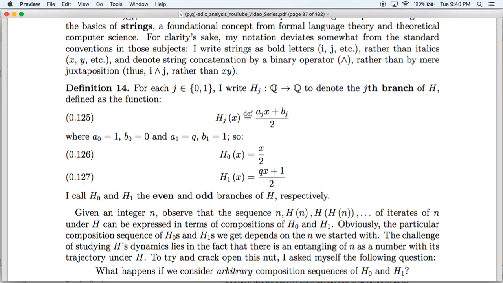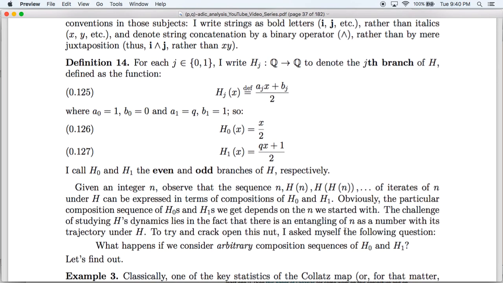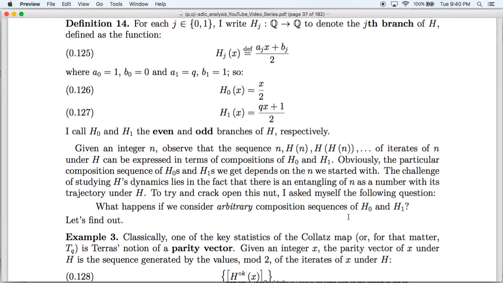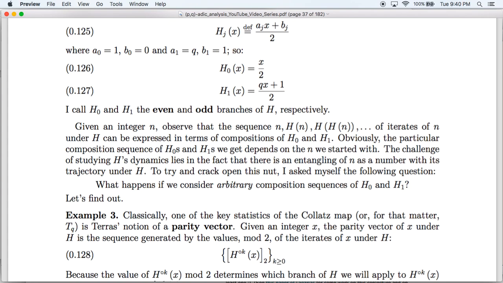To try and crack open this nut, I asked myself the following question. What happens if we consider arbitrary composition sequences of h0 and h1? Well, let's find out. So classically, one of the key statistics associated to the Collatz map, or more generally the shortened qx plus 1 maps, is Terras's notion of the parity vector.